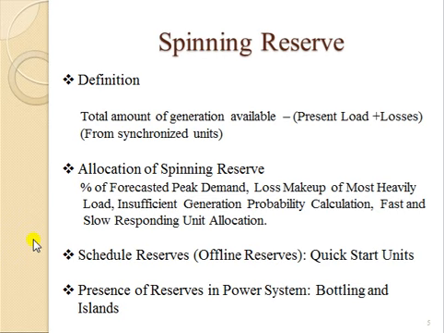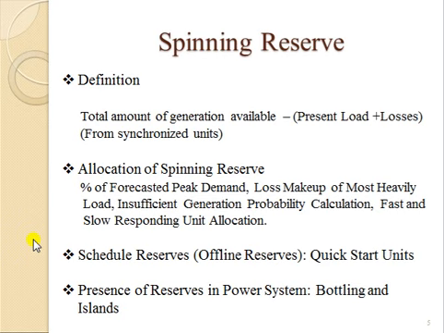Not only this, your spinning reserve can be allocated considering the time constants of the various technologies. Like there are some units which are supplying energy faster. There are some units which have slow response. So considering that, balance is to be brought into the system.